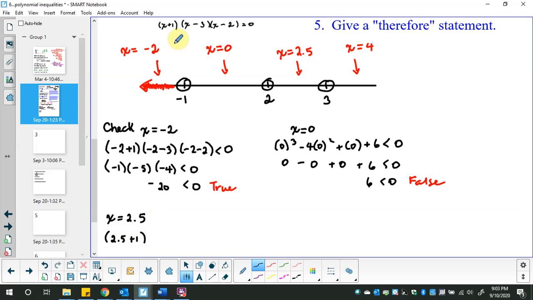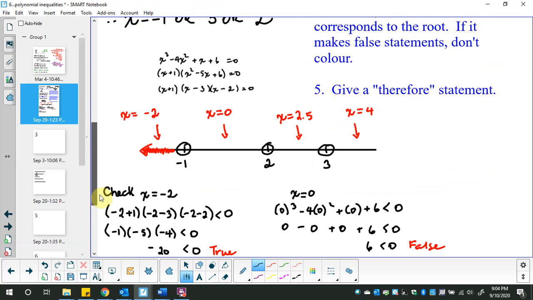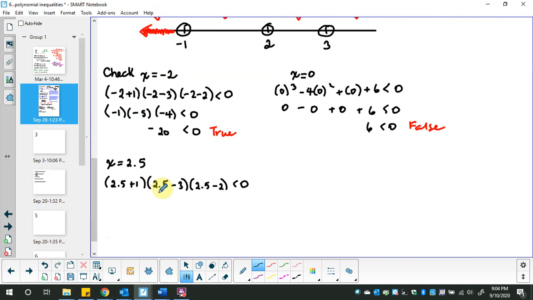So I'm choosing to put it back in here. And here. And there, and also remembering that it's less than 0 in the original question. So, I'm going to do a little cheat this time. I put it into the factored form.